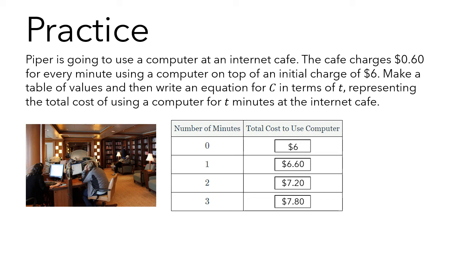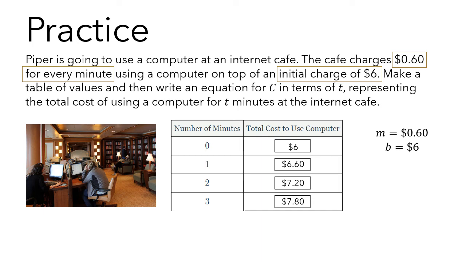So now we're going to look for what is m and what is b. What is the rate of change and what is the initial amount? Well, it's pretty clearly stated here. First, we see 60 cents for every minute, so we know that m has to be 0.60 dollars, or 60 cents. And then we're told there's an initial charge of $6. That initial charge is our y-intercept, so b equals $6.